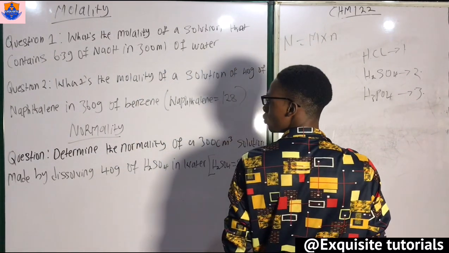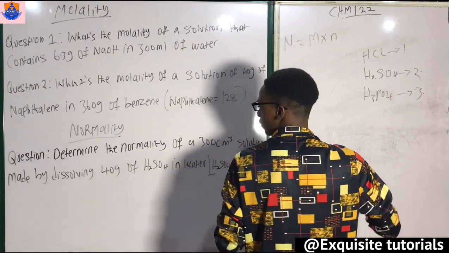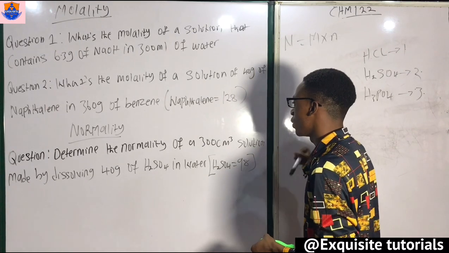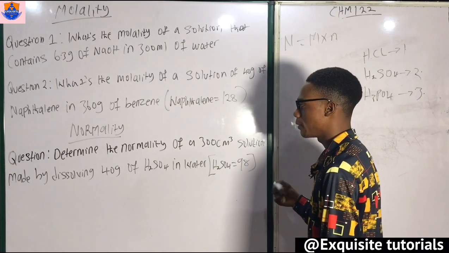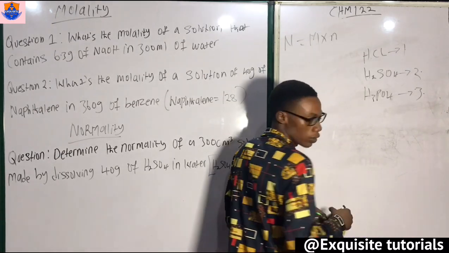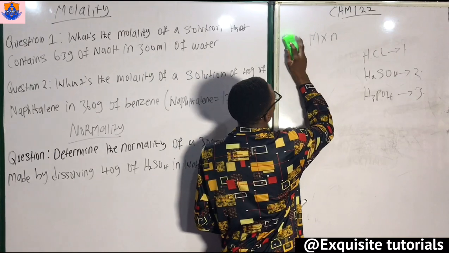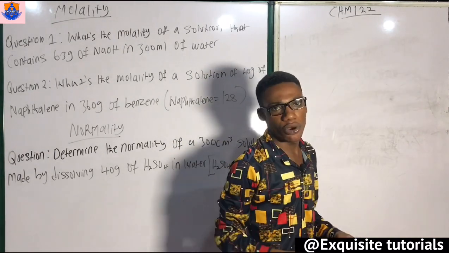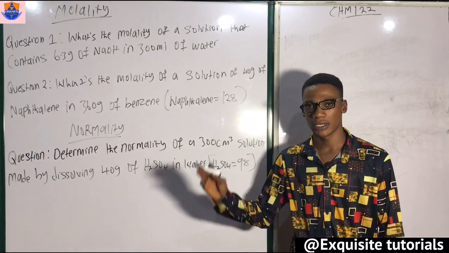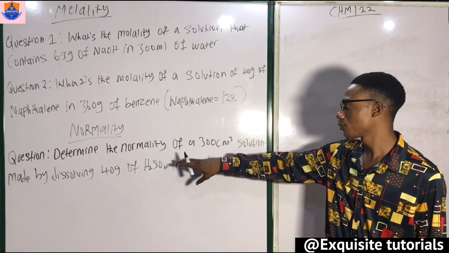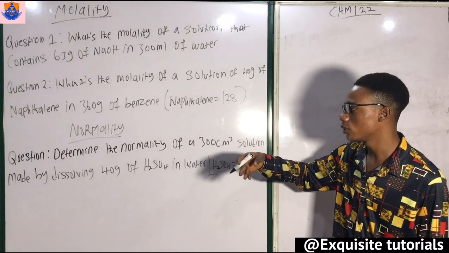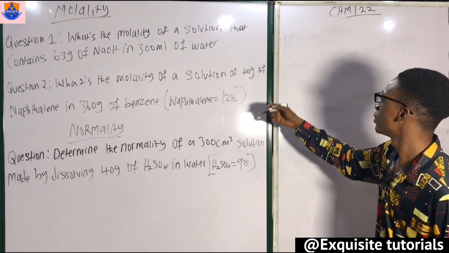So let's take a look at this question. It said determine the normality of a 300 cm3 solution made by dissolving 40 grams of H2SO4 in water. Okay, so now we already have the idea for calculating molarity from our last class. We calculate the molarity and multiply it by the reacting unit. So let's calculate the molarity first.